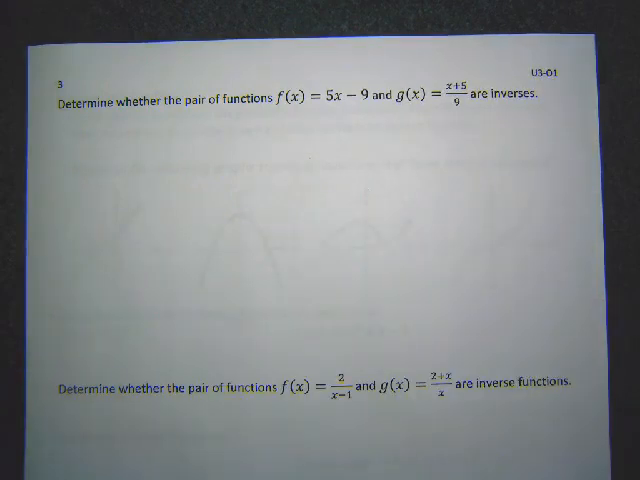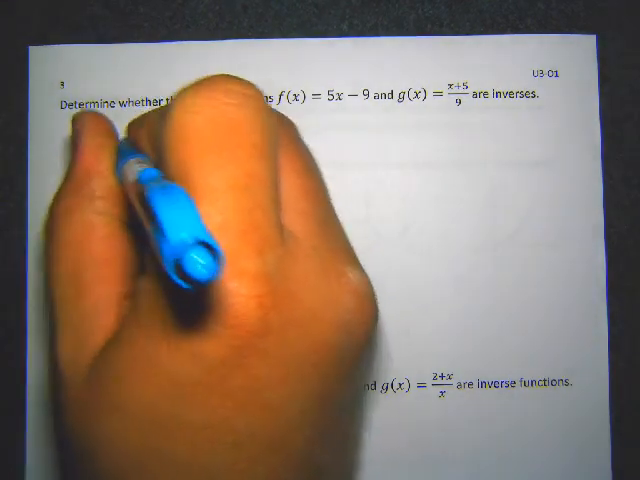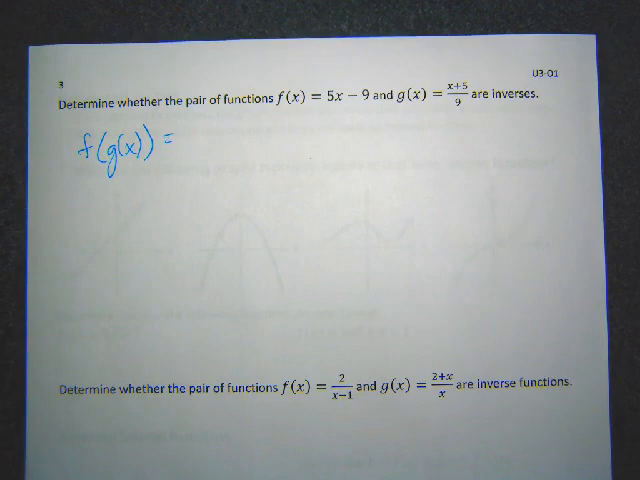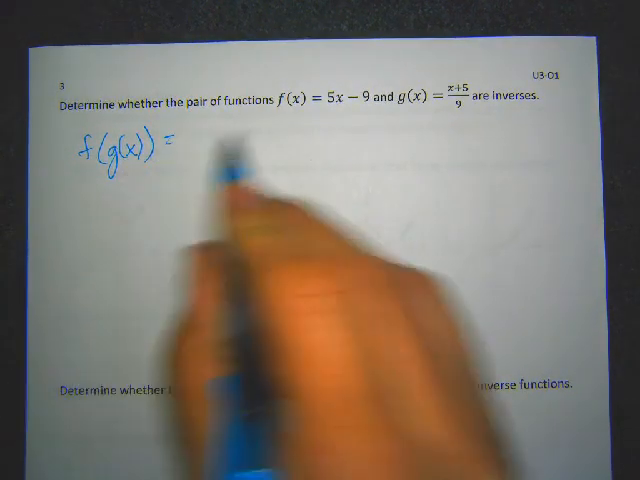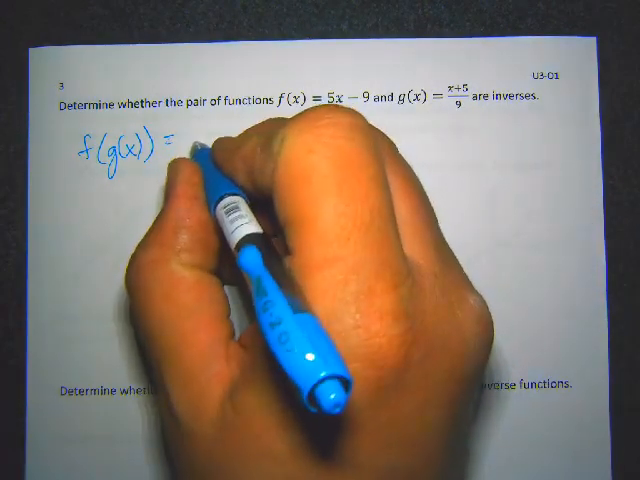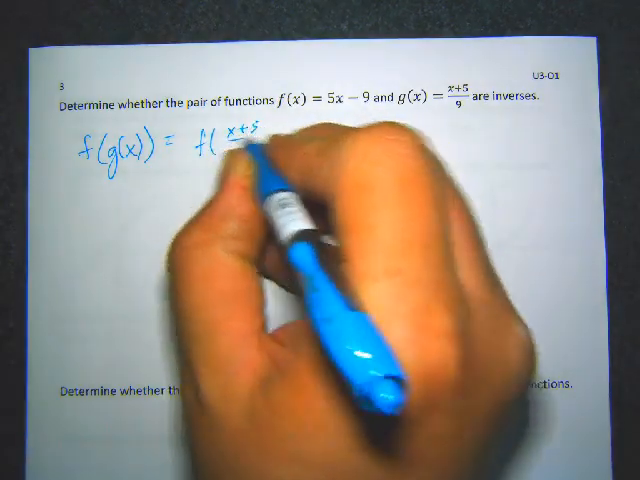So we're going to start. It doesn't matter which one you start with, so let's go ahead and start with f composed with g. And again, it has to work both directions. So if it fails in one direction, they're not inverses. But we've got to check both directions. So g is this whole x plus 5 over 9. So we're going to do f of x plus 5 over 9.